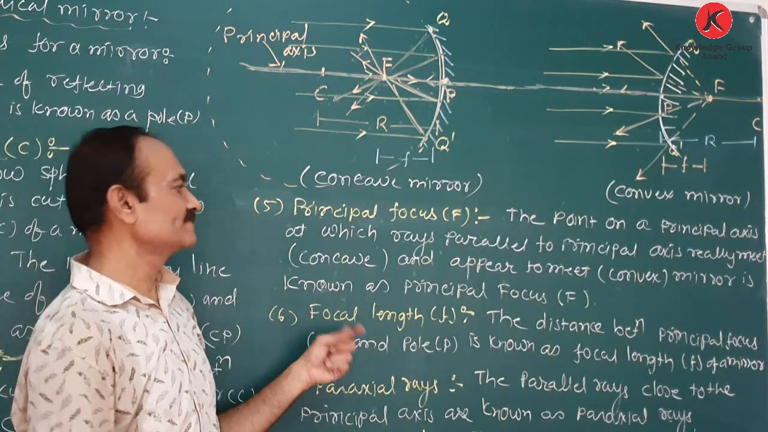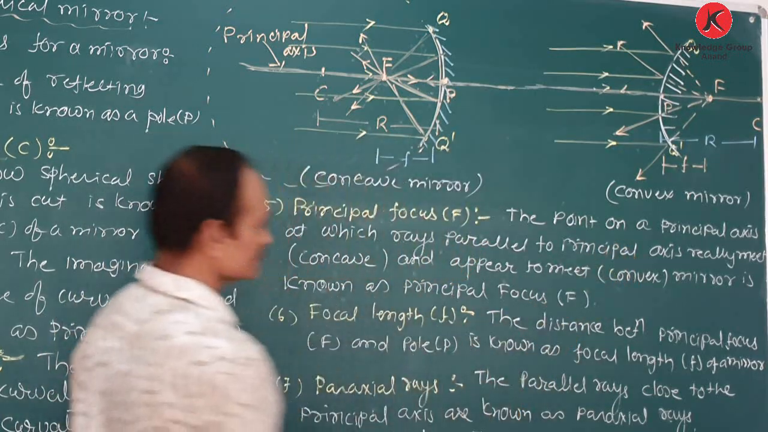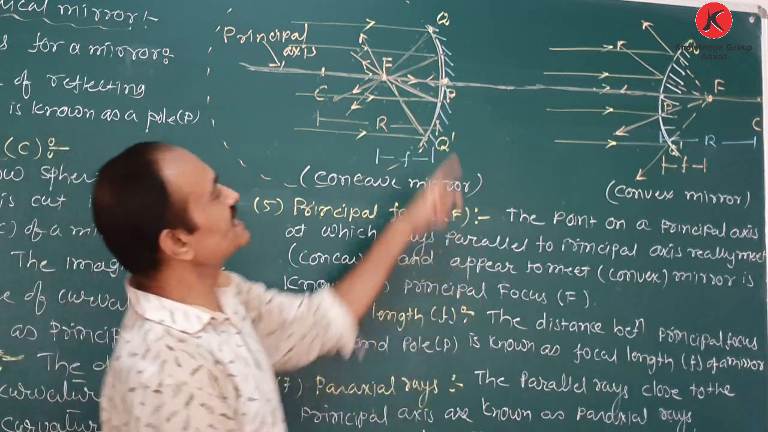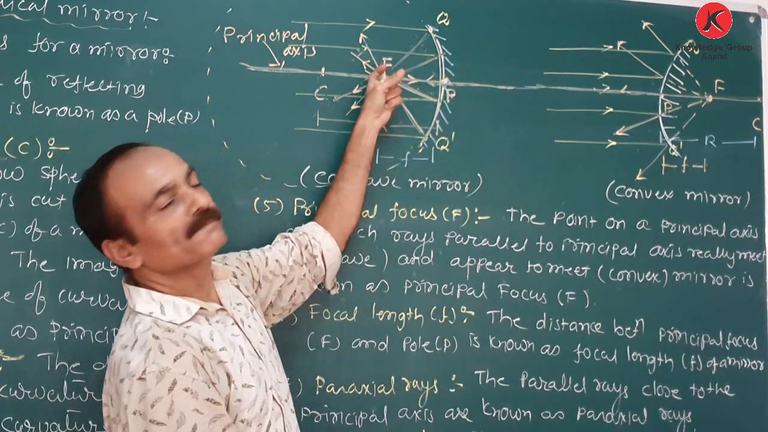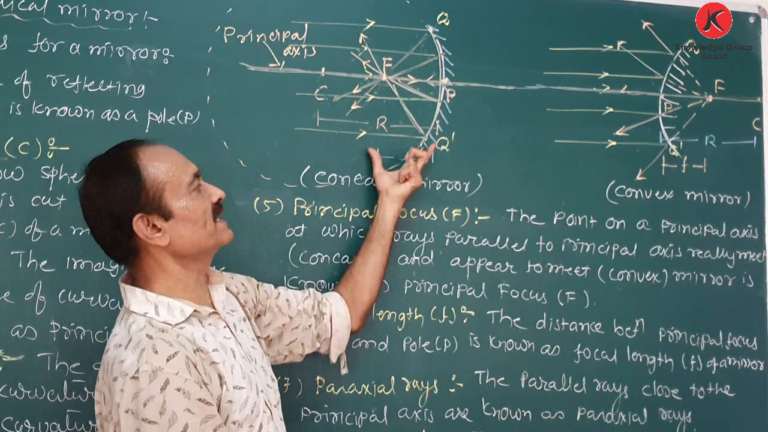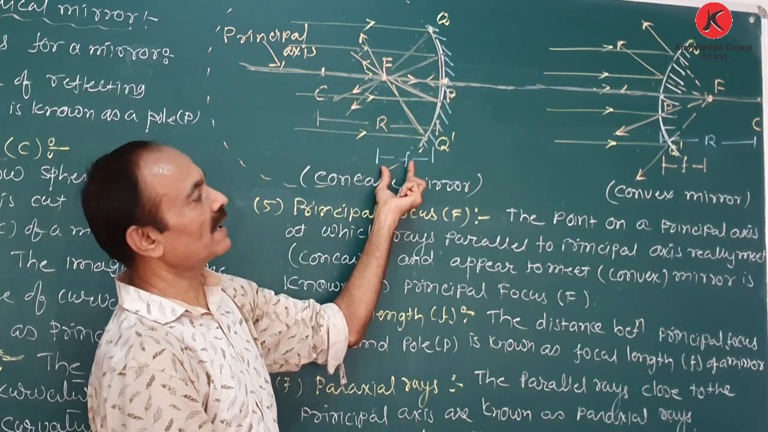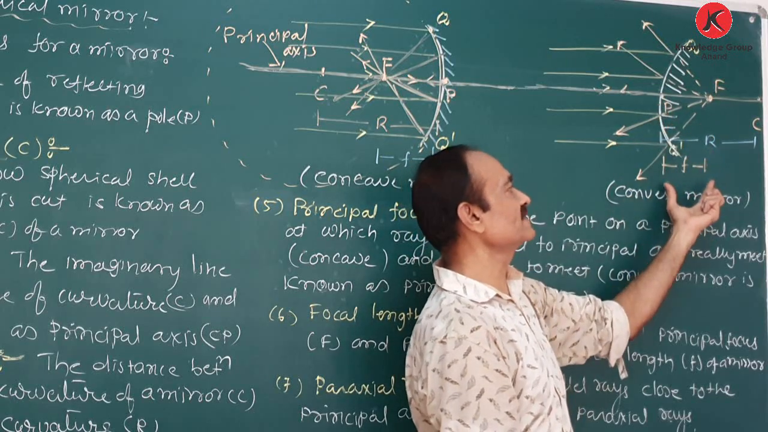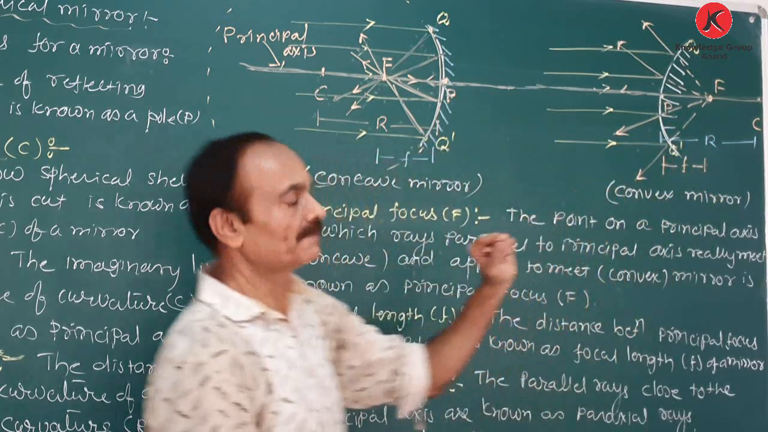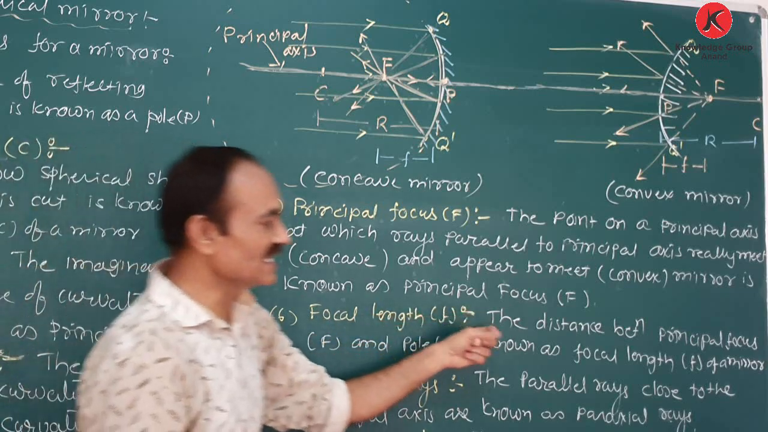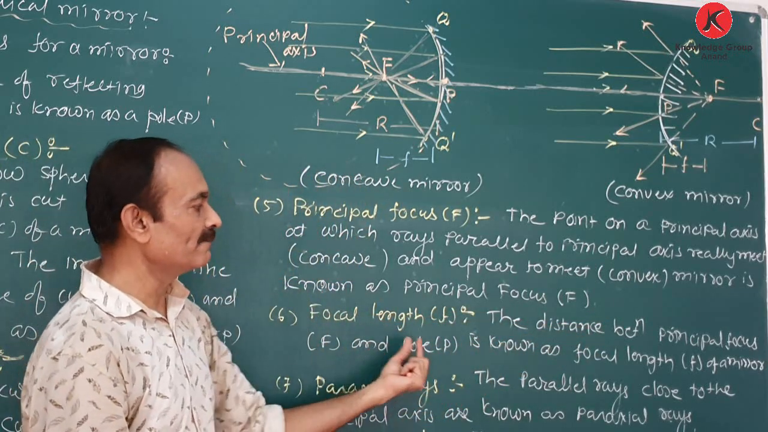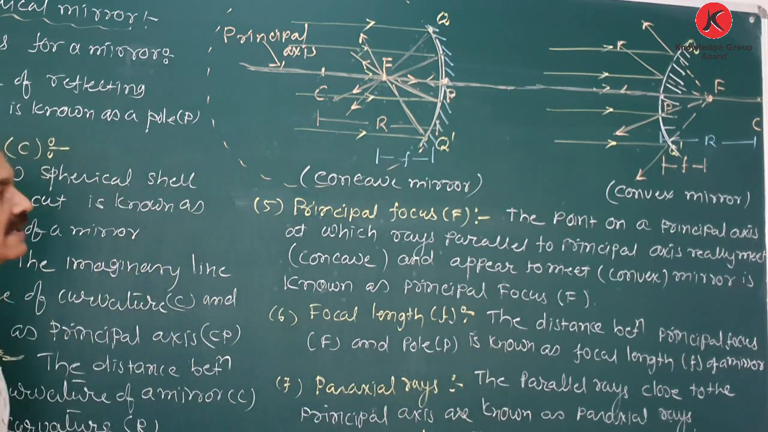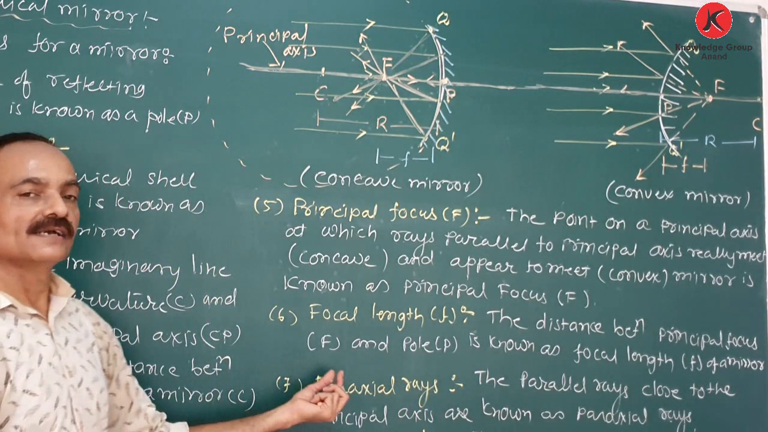Now, after that, what is the focal length? The distance between the pole and principal focus. This distance here is known as the focal length. In the same way, in case of a convex mirror, the distance between P and F is the focal length of the mirror. The distance between the principal focus F and pole P is known as the focal length of the mirror. Okay.